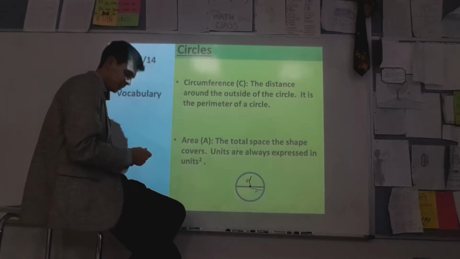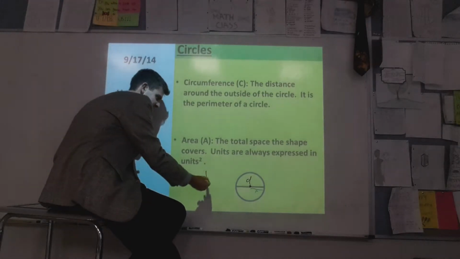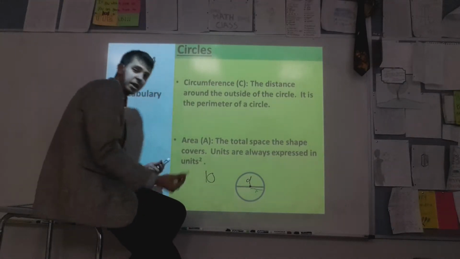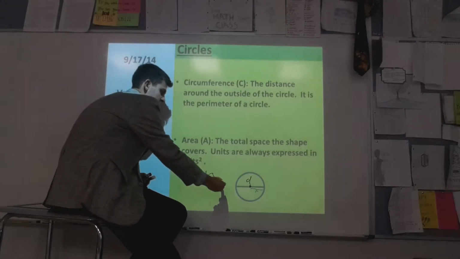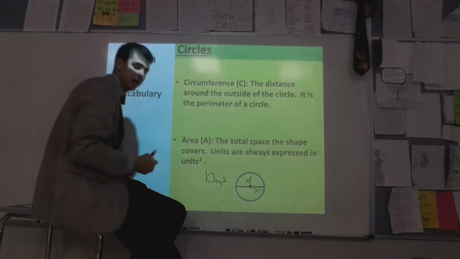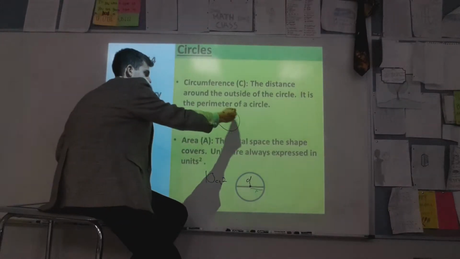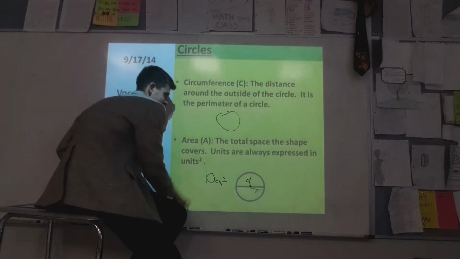So let's say we found that the area was 10, and it was in centimeters, it would be 10 centimeters squared. 10 centimeters squared.